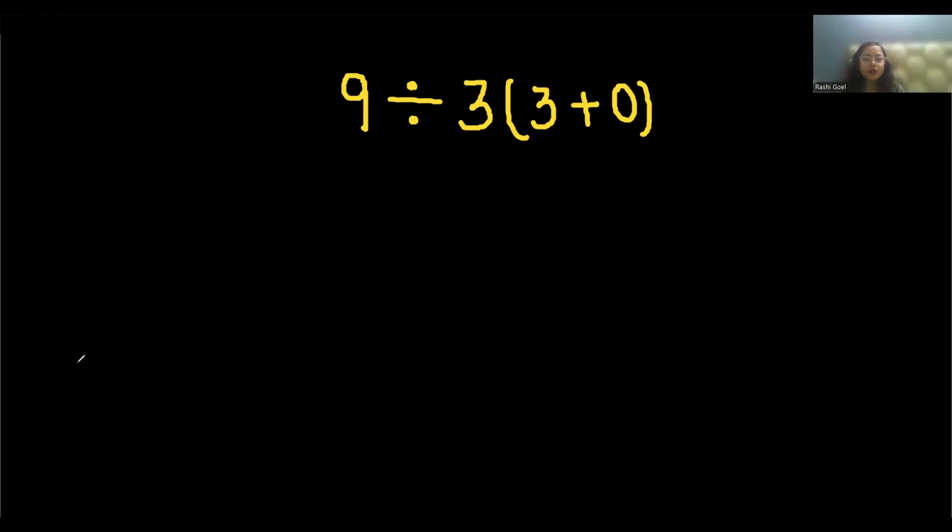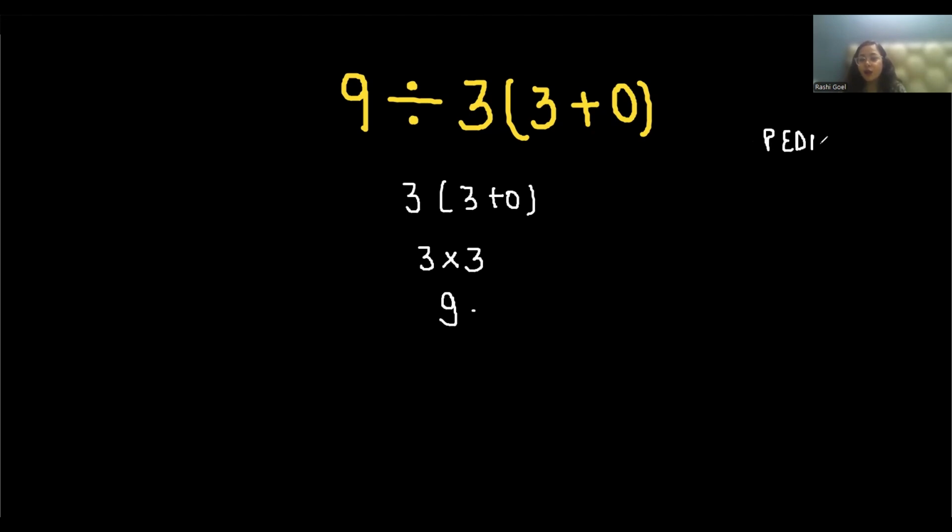Many people fail to solve this and they solve it like this: 9 divided by 3 is 3, and then bracket 3 plus 0, 3 plus 0 is 3, and they do the multiplication and they get 9, which is the correct answer, but the approach is wrong because you have to follow a certain rule.